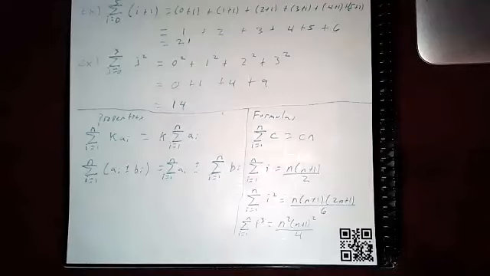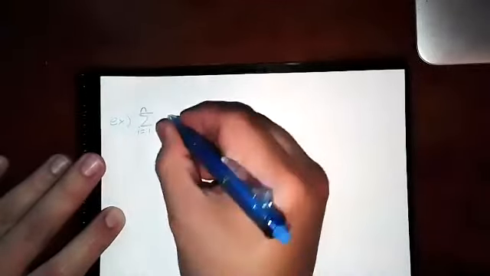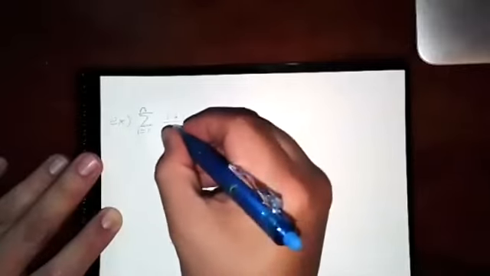Let me find an example for you. So these are the important summation formulas you're going to need. Here's an example. The summation of i equals 1 to n of (i plus 1) over n squared.